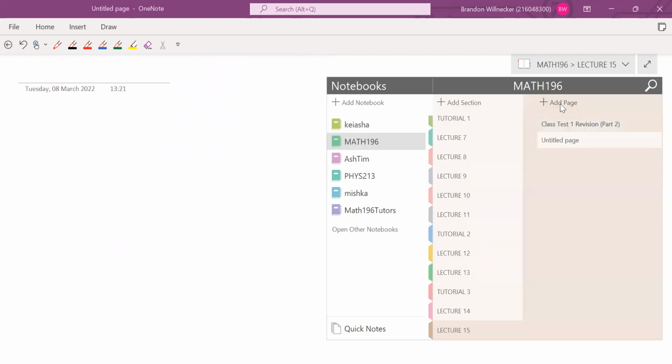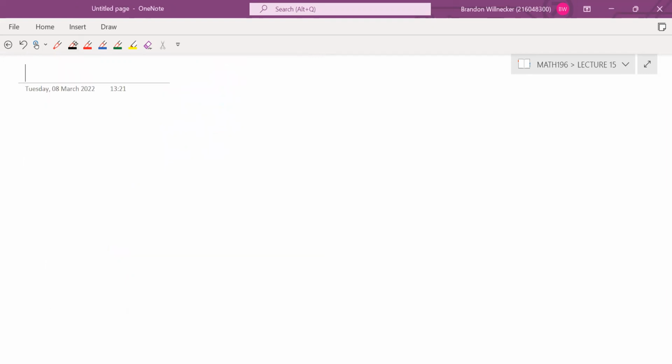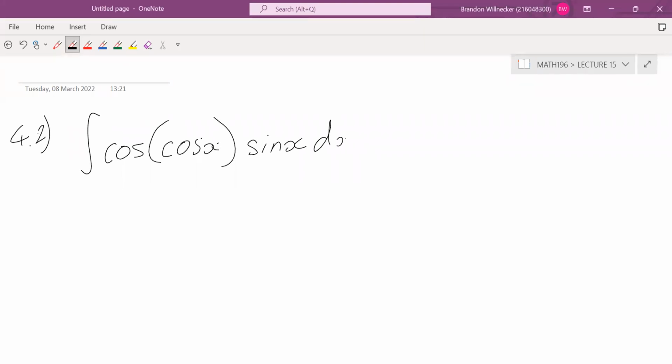Okay, let's take a look at the next question. That's 4.2. So we have the integral of cos of x, so that's inside cos, and then times sine of x dx. Okay, so again, we're looking for that inside function. In this case, it's going to be this part over here, because that's what's inside cos. So we're going to let that be u.